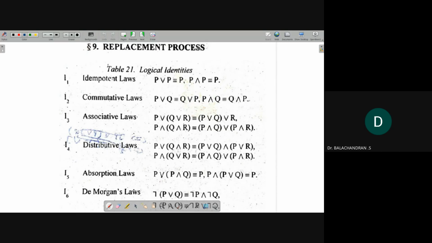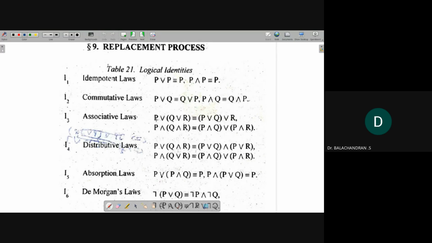First, logical identities. Idempotent law: P or P is equivalent to P. Similarly, P and P is equivalent to P. Commutative law: P or Q is equivalent to Q or P. Similarly, P and Q is equivalent to Q and P.